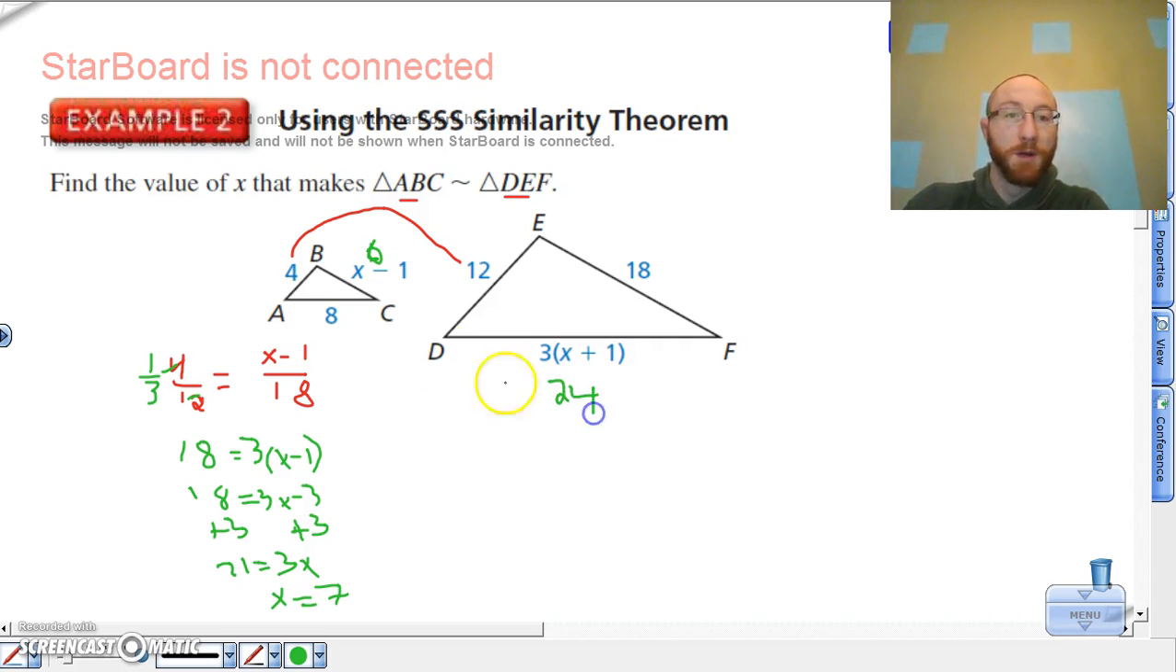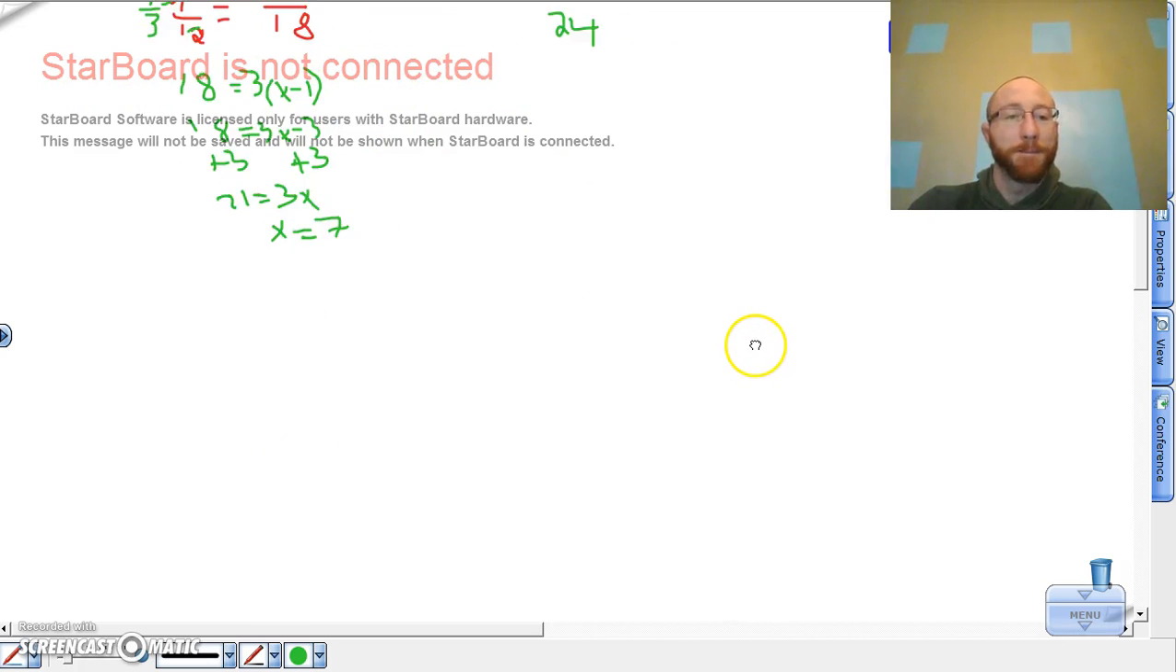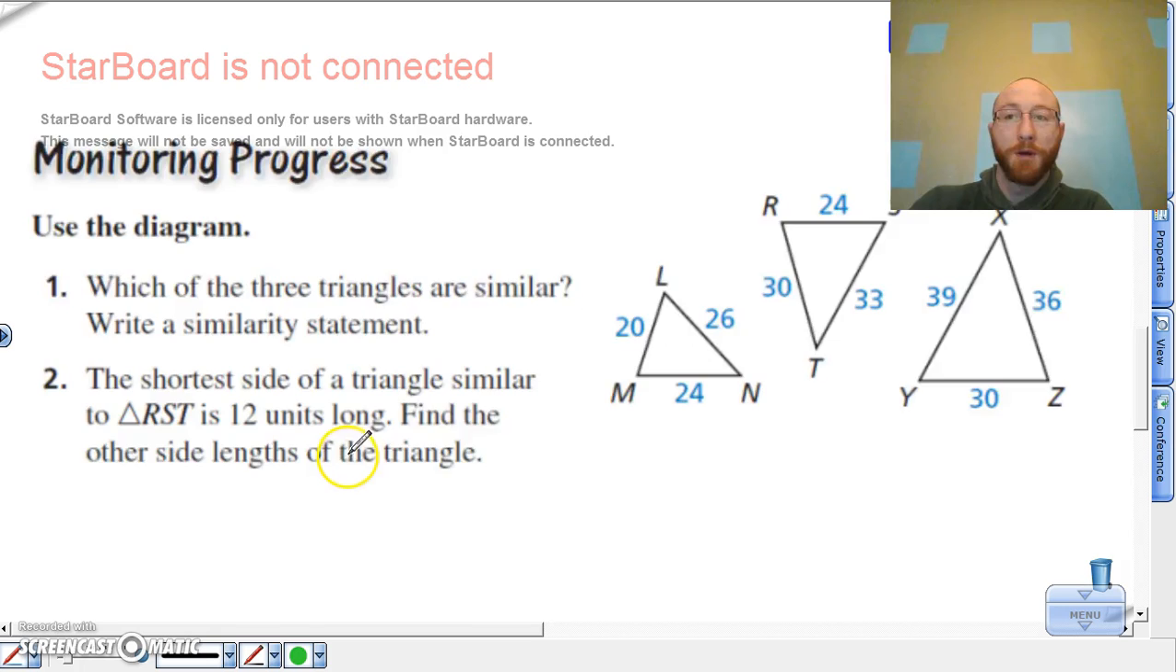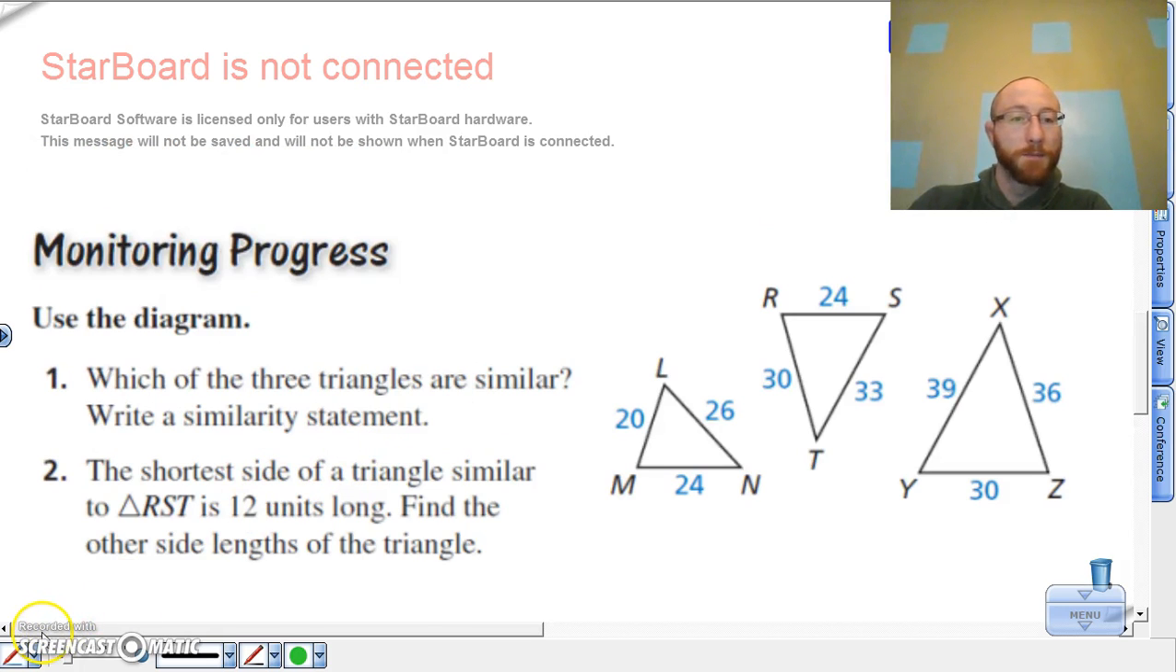Is 24. And 8 times 3 is 24. 4 times 3 is 12. 6 times 3 is 18. So it makes sense. All right. Here are a few problems. Why don't you give them a go, and I'll be right back.